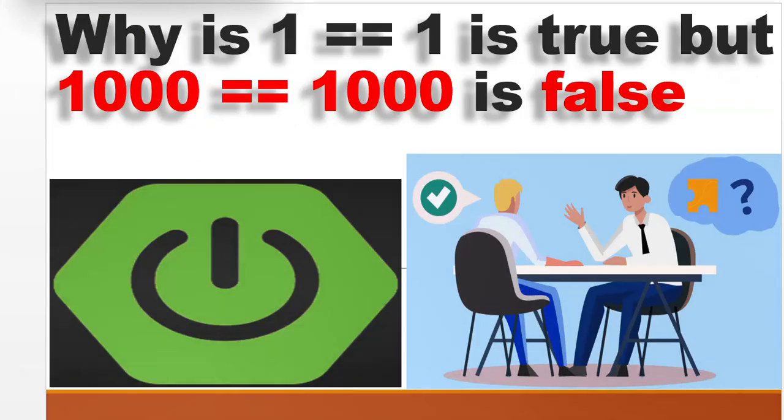So the main conclusion is that == checks references for objects. Small integers are cached and can share the same object. If we have large values like 1000, we should not use the == operator. We should always use the .equals method.